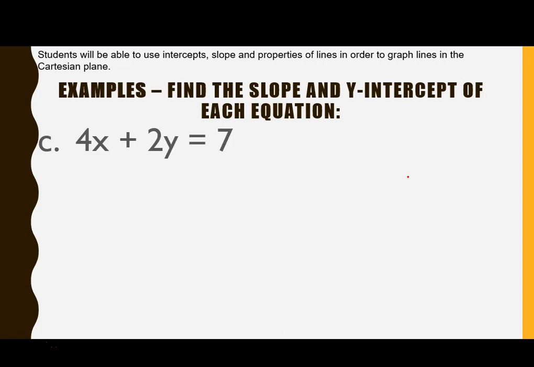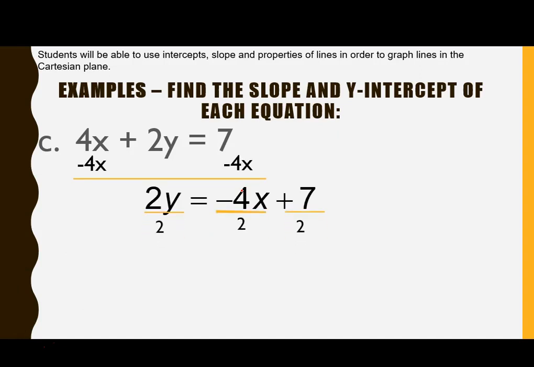Now, what's the slope and y-intercept here? Well, this is in standard form. This is not in slope-intercept form, so we're going to solve it for y. So we subtract 4x, and then we divide everything by 2. Because in order to be in slope-intercept form, it has to be y equals. So y equals negative 2x plus 7/2.